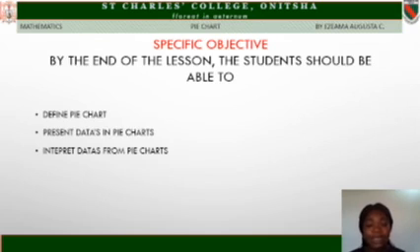But before that, let's look at our specific objective. By the end of the lesson, the students should be able to define pie charts, present data in a pie chart, and interpret data from pie charts.